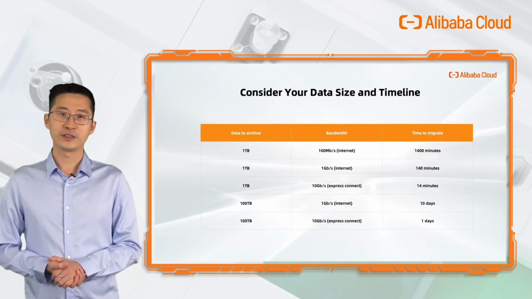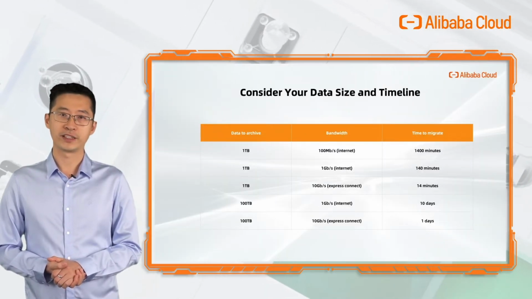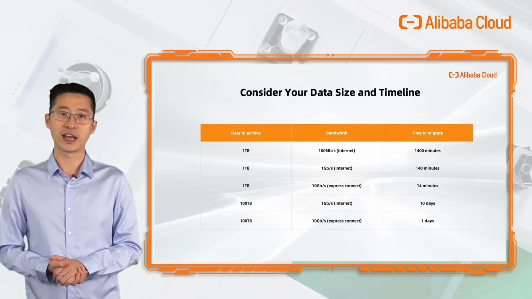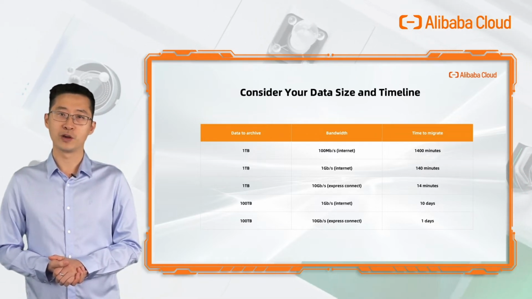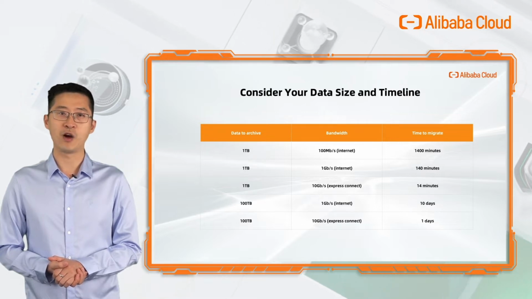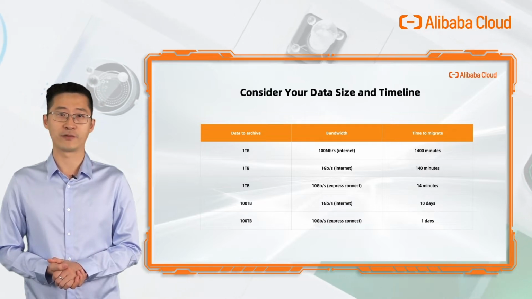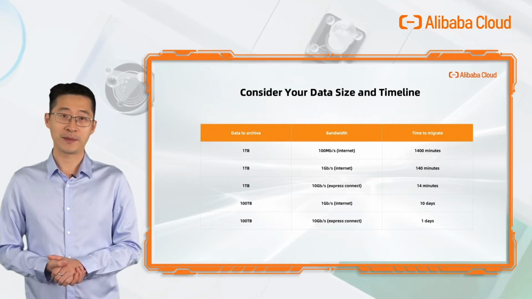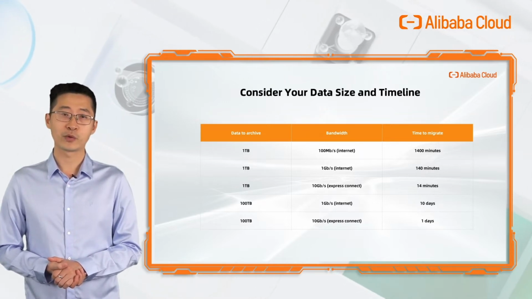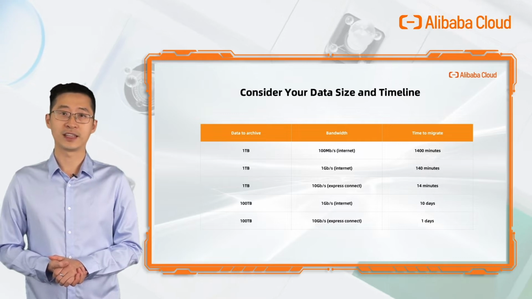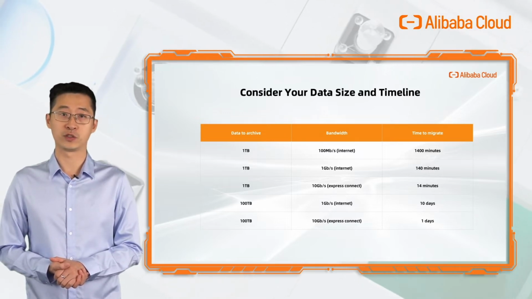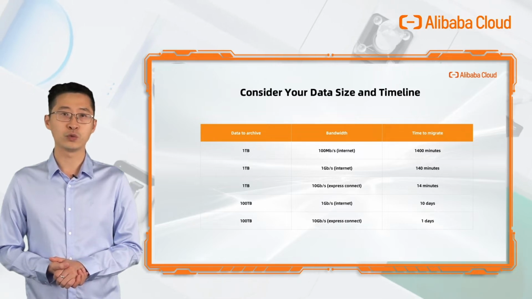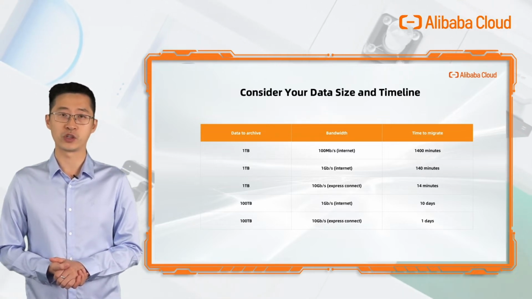There are a number of things you need to consider before you are migrating the data. First, consider your data size and your timeline. The table below shows sample figures to see how long a migration job can take for reference. For example, for 100 megabit per second internet, migrating 1 terabyte of data takes more than 20 hours, which is pretty long. Internet and Express Route are two network options for data migration.